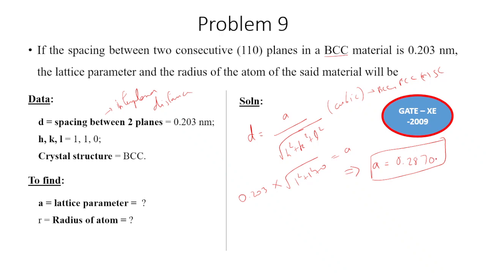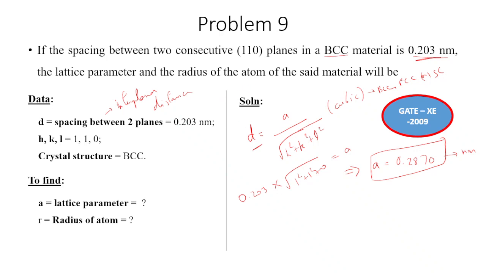Not Armstrong. The reason why it's not Armstrong is because the D value here is given in terms of nanometers. So the answer here will be nanometer only: 0.2870 nanometers. Very good. Now how to find the radius of the atom?